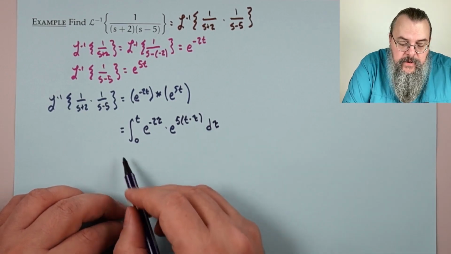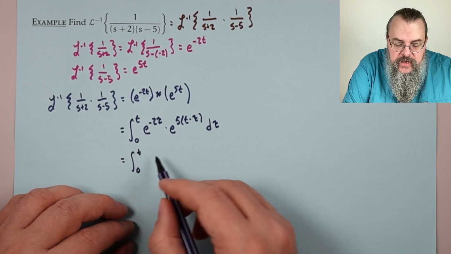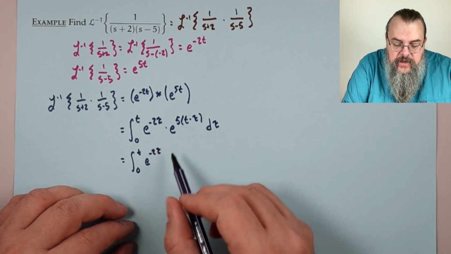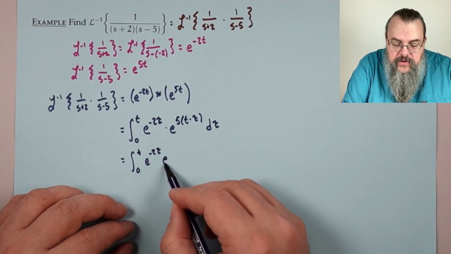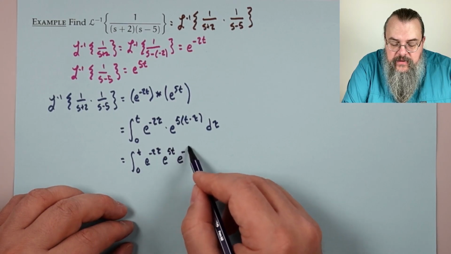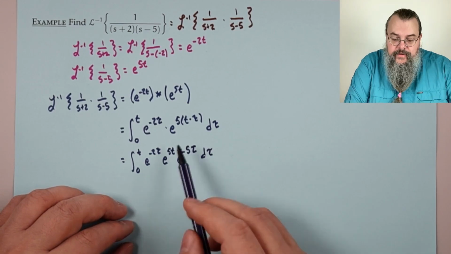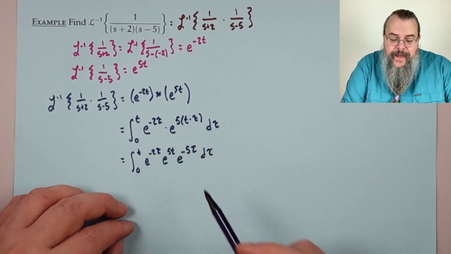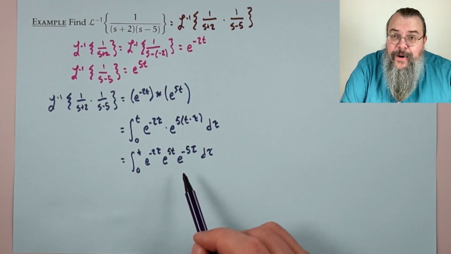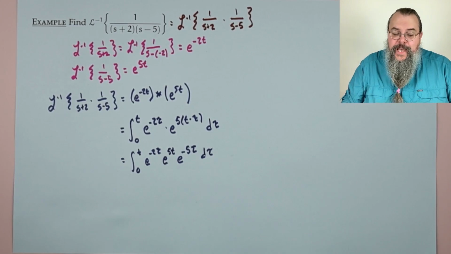All right, well, if we keep cleaning this up, 0 to t, this will be e to the minus 2 tau. Now here, I can think of this as e to the 5t and e to the minus 5 tau. Yes? Because I can break it up. Now, you might be thinking, oh no, integration by parts? No, definitely not.